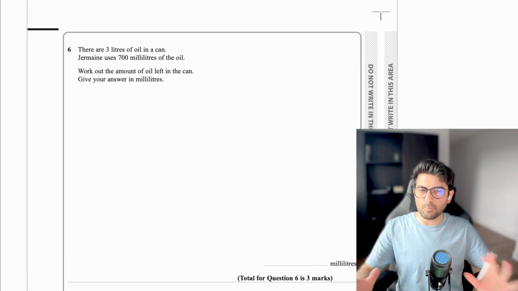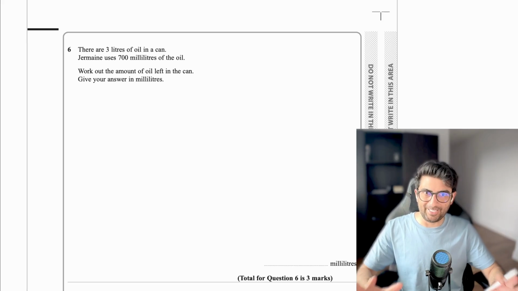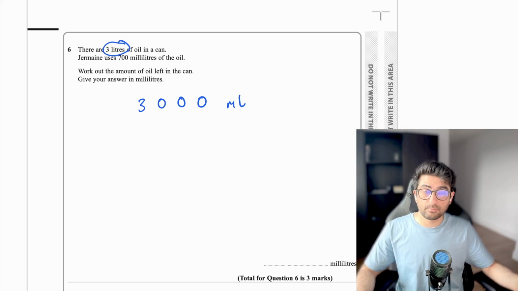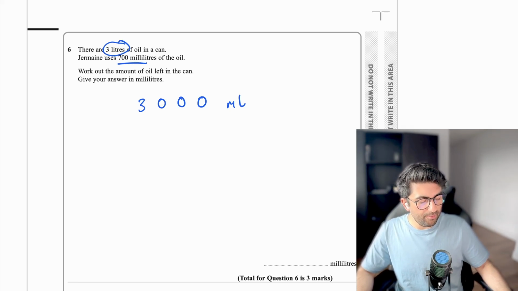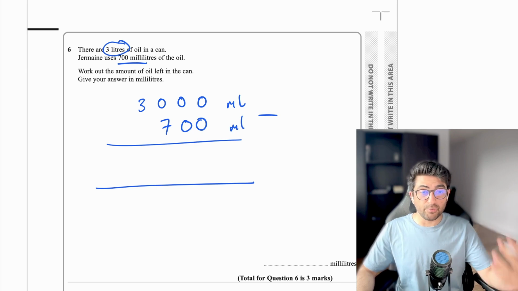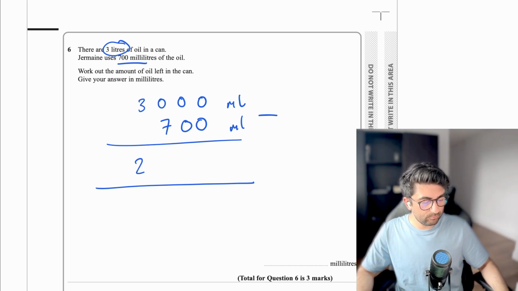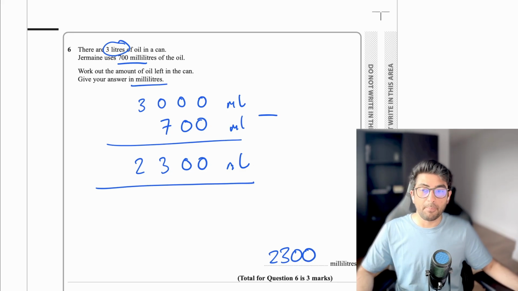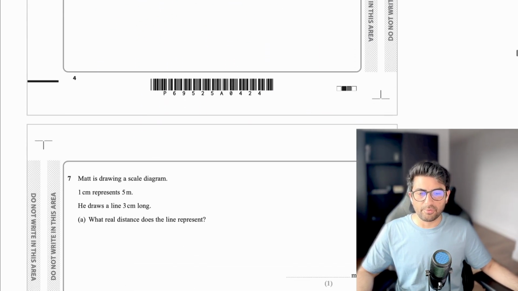So I think first of all, we need to put both of the values into millilitres. So 3 litres is 3,000 millilitres in the can originally. Then we need to take away the 700 millilitres that he uses. 3,000 take away 700 is 2,300. It says give our answer in millilitres. That's the millilitre answer, 2,300 millilitres. Okay, we're on to the next one.